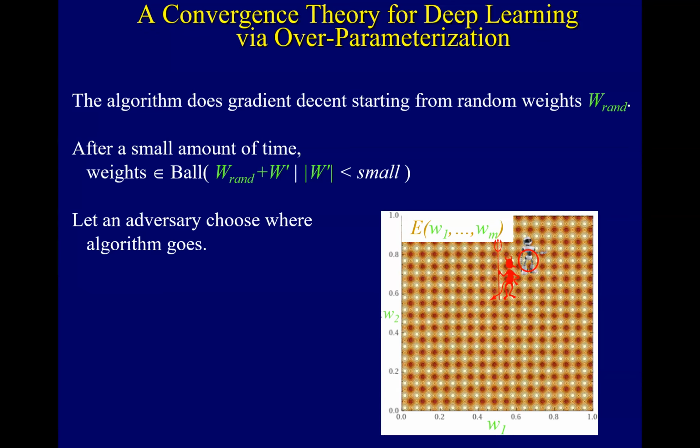And then at the very end, we'll wave our hands slightly and say, well, during the gradient descent, we moved a little bit, but we don't know where we moved, right? We don't understand what that's doing. So we're going to assume that an adversary tells you where you are within that ball, right?